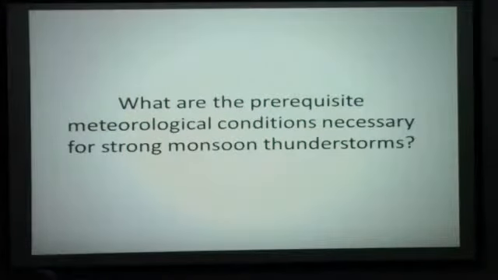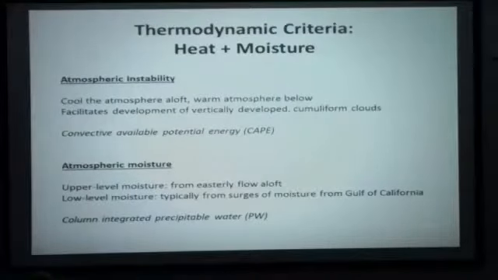So before we go into what is necessary in a regional atmospheric model for getting monsoon thunderstorms right, let's take a step back and think about some of the basic prerequisite meteorological conditions necessary for strong monsoon thunderstorms. Organized mesoscale convective systems is basically what it is. So first we need thermodynamic criteria, heat and moisture. Atmospheric instability, where we're cooling the atmosphere aloft and warming it below, facilitates the development of cumulus clouds. That's our metric of convective available potential energy.